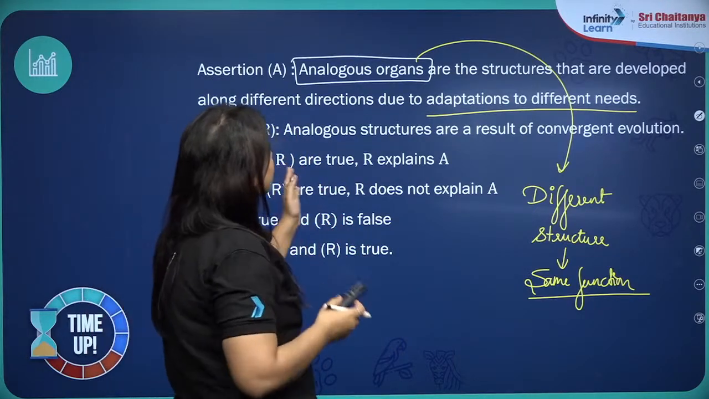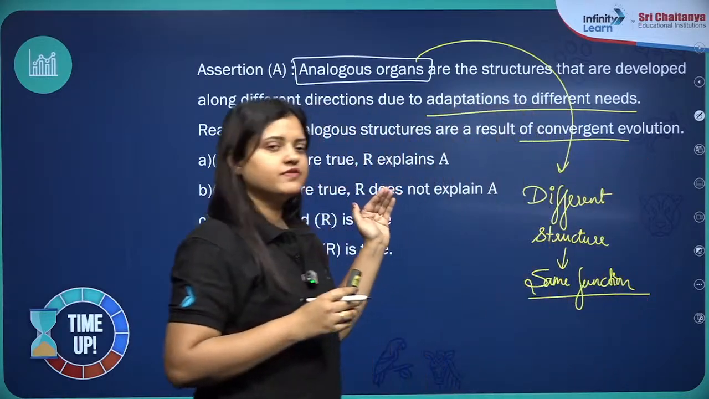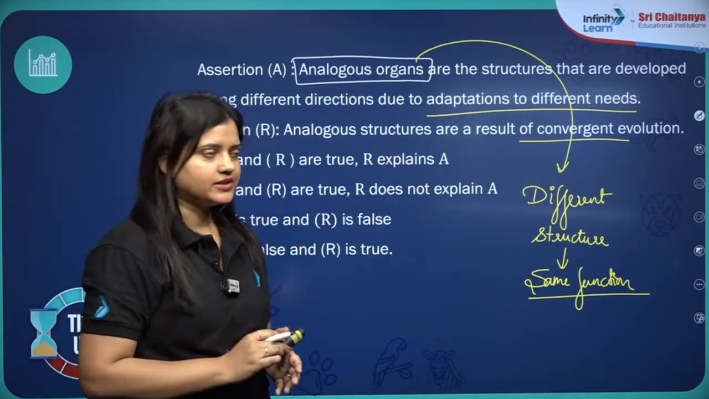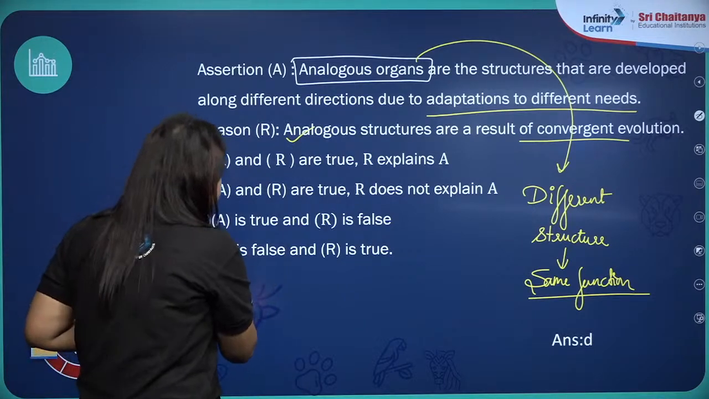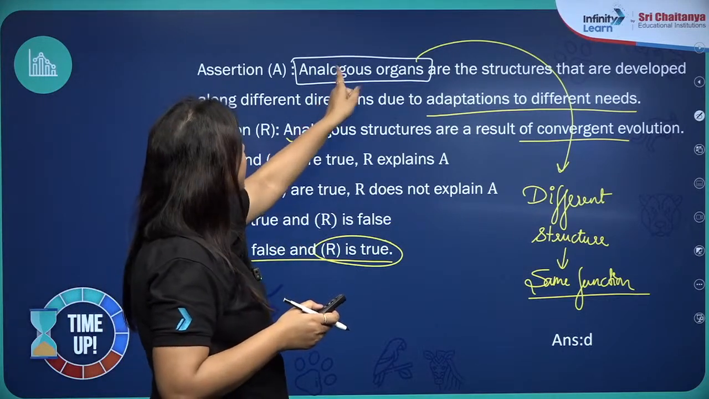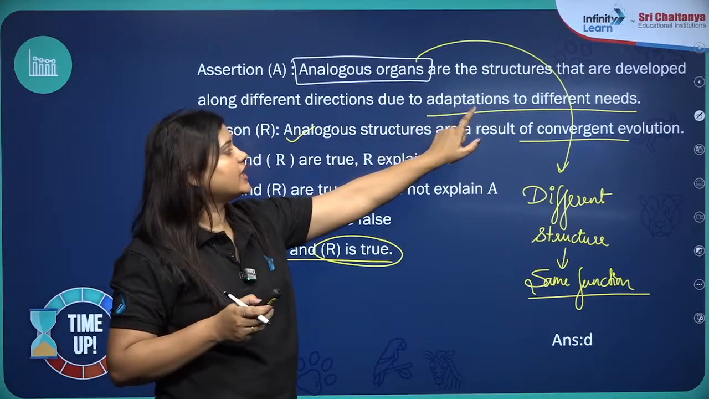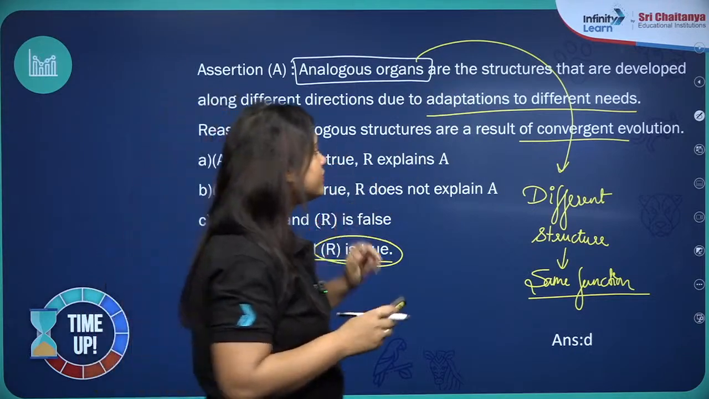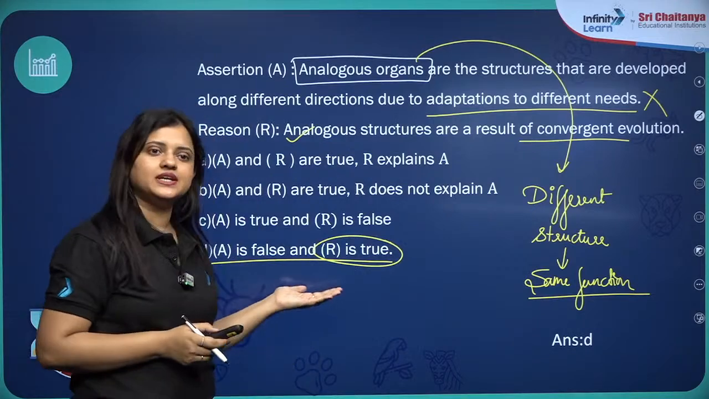Now reason says analogous structures are result of convergent evolution. Convergent evolution and analogy की अगर हम बात करें, different structure same function, yes they go together. So this is also correct. Okay, so assertion is false and reason is correct. इसका मतलब क्या है? Analogous structures are the structures that are developed along different direction due to adaptation to different need. Analogous में हमने क्या देखा? Different structure same function है, तो different needs नहीं है इनकी. So this is wrong. Okay, so that's why the correct answer should be D only.